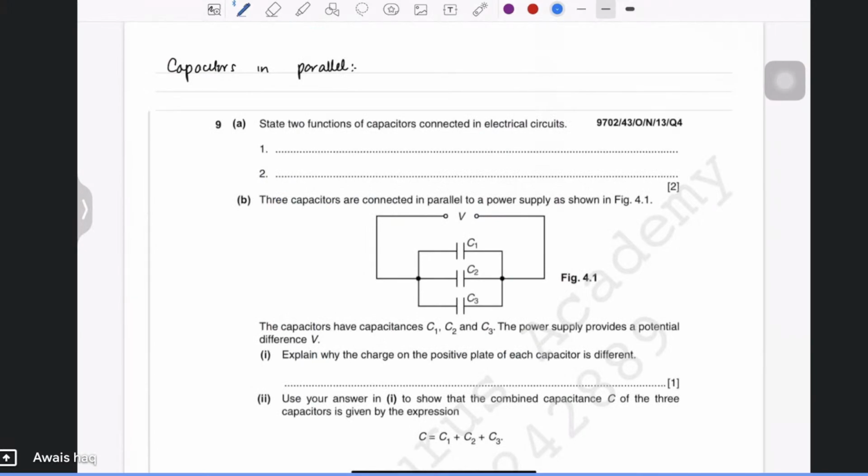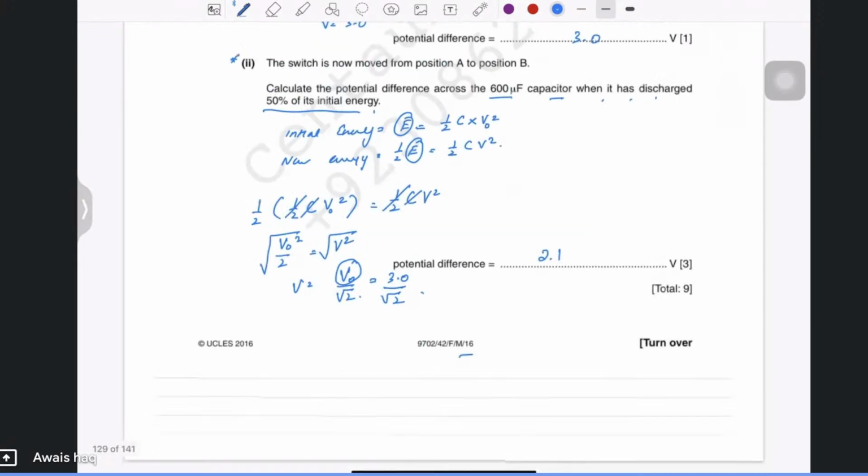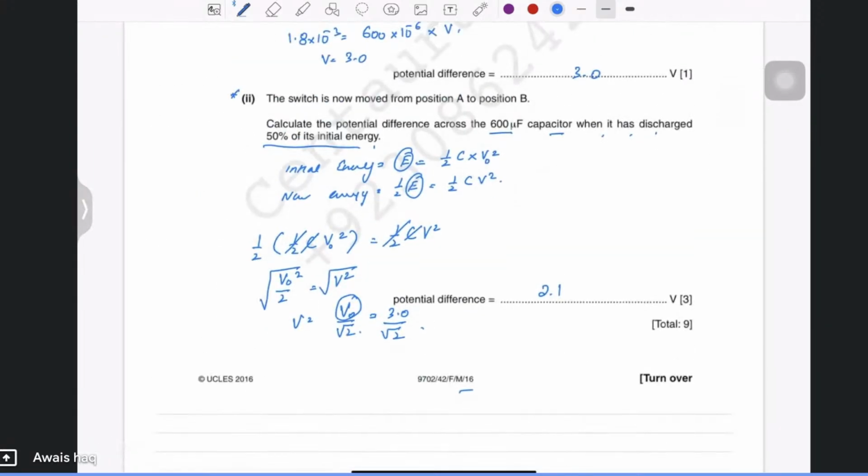Okay, so I'm then going to go to the next part. This question says state two functions of capacitors connected in electrical circuits. So this is your homework. You just need to put the 6 things I've told you. If they ask you this, you can say it is a buffer circuit, tuning circuit, surge protection, whatever you want to write.